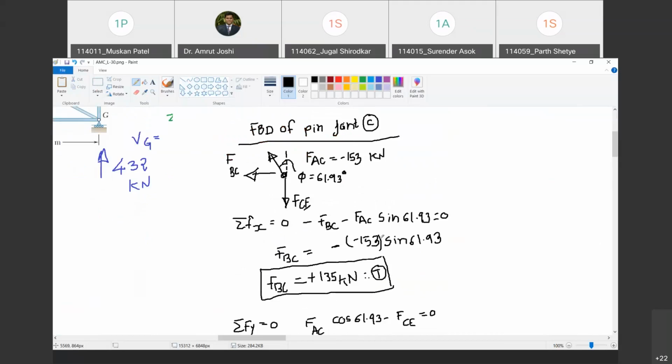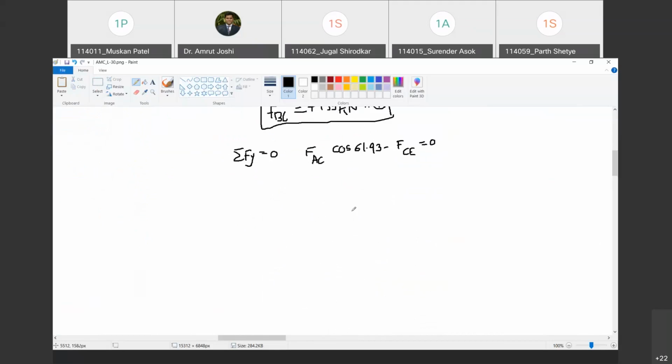Yes, sir. But FAC itself has a minus value. So it is minus 153 cos 61.93 must be equal to FCE. Do you agree with me? Yes, sir. So what is the value of FCE? Tell me. 72. So FCE turns out to be 72 kilonewton, but negative. Therefore, it is compressive.